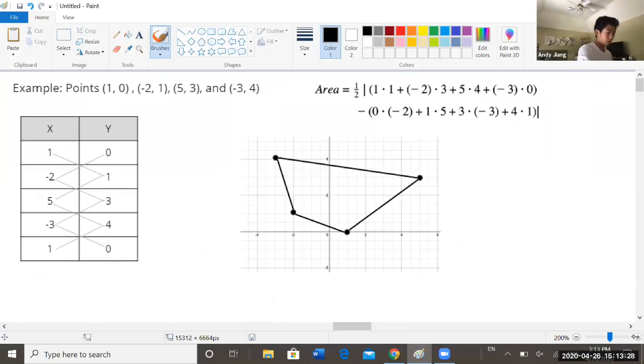So I brought this diagram over here. In this example, we have 4 points, but we could have any number of points. What I did here is I have an X column, a Y column, and I listed out all of my points so that their X coordinate is here and their Y coordinate is here. And notice that I repeated the first point and the last point at the top and at the bottom.